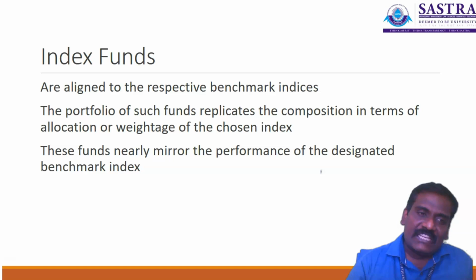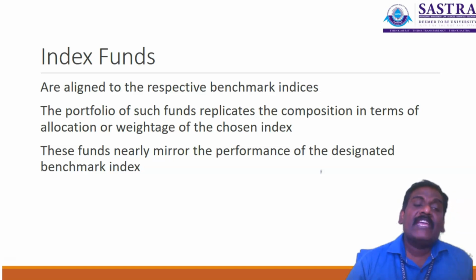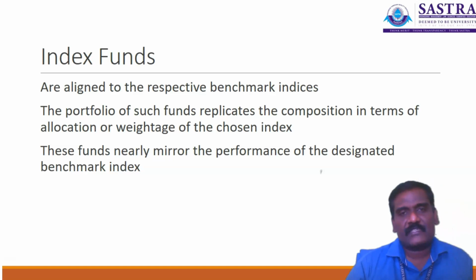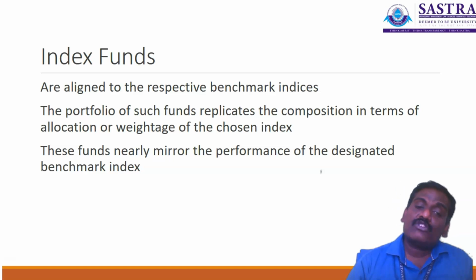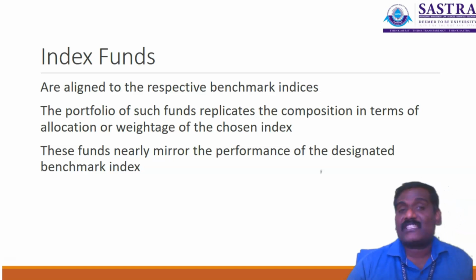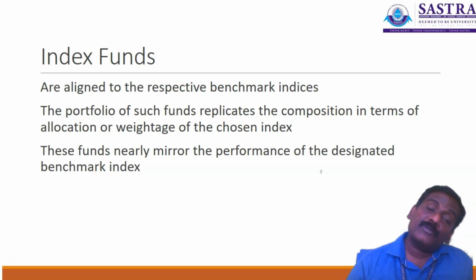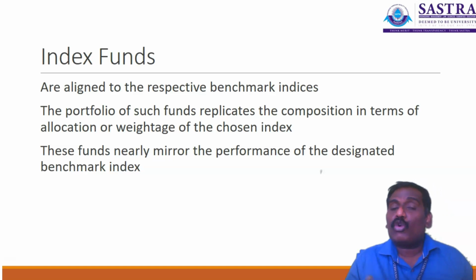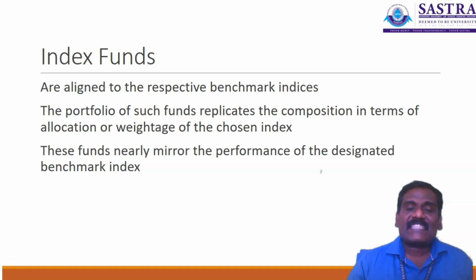That is what it is given here. The portfolio of such funds replicates the composition in terms of allocation or the weightage of the chosen index. And these funds are nearly going to be the mirror of performance of the designated benchmark index. Whatever the performance of a benchmark index is being replicated into the index funds. Because in the index funds, the investments are proposed by the asset management company, whereas the index is constructed based on the market capitalization of the company. So based on the market capitalization of each company with respect to the total market capitalization of an index, the weightage is assigned in the particular index. Those weightages are followed by the index fund while they are going to make investment into the market.